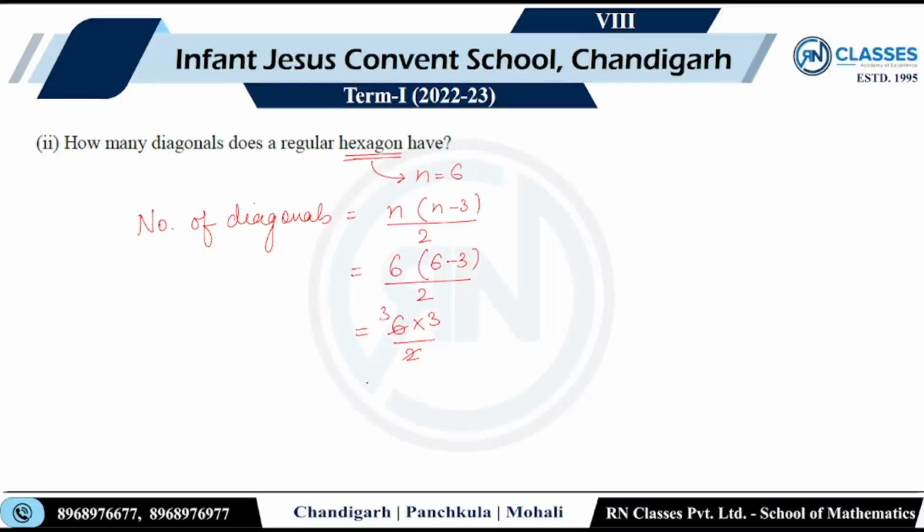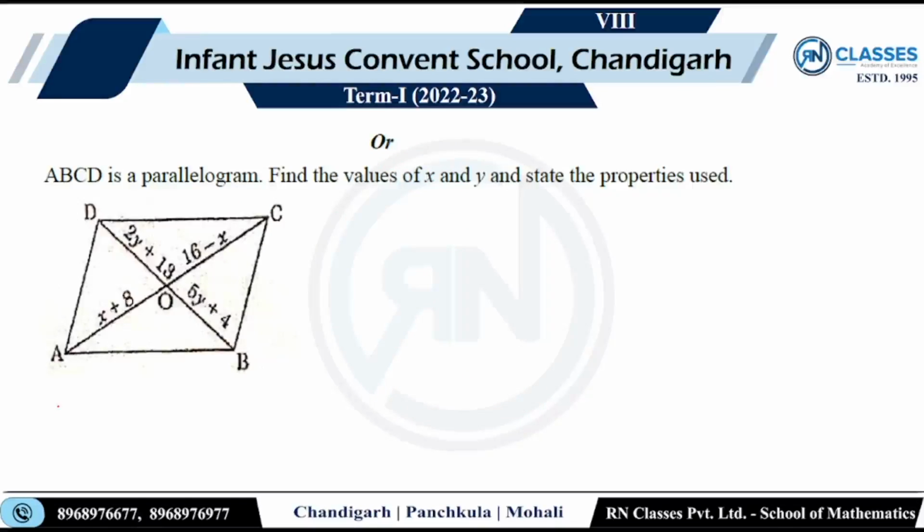That would be, wonderful, 9 diagonals. See, यहाँ पे भी आप speed बना सकते हो. If you understand, if you have done enough practice, you can find out the solutions as quickly as possible. Our part is still remaining.